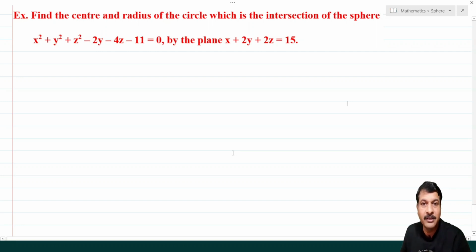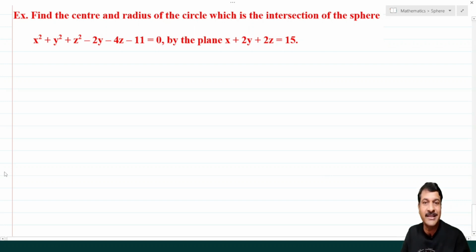Now continue the examples on the sphere. So here is the example. Find the center and radius of this circle, which is the intersection of this sphere x square plus y square plus z square minus 2y minus 4z minus 11 equal to 0 by the plane x plus 2y plus 2z equal to 15. That is the sphere cut by the plane.